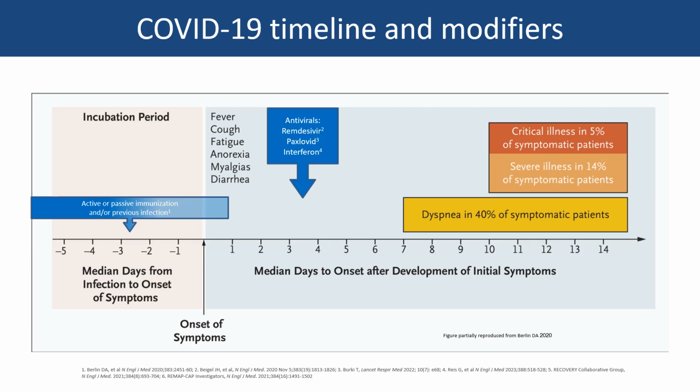In those with more severe cases, dyspnea develops, usually in the second week of the infection, as the host immunity kicks in with hyperinflammation, necessitating the use of high-dose anti-inflammatory steroids. And about 14% of the patients end up with severe illness and 5% go to critical illness requiring intensive care and anti-cytokine treatment.